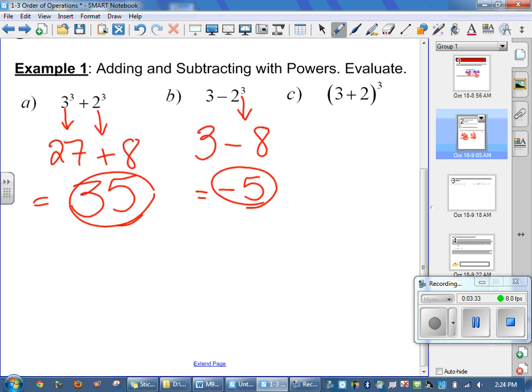Okay? Looking at this one, now I do have brackets. So I have to solve inside them. So I'm going to add and get 5. Now I've got an exponent 3. That tells me I have 3 5s. So you're going to take 5 times 5 times 5, or in your calculator, go 5 exponent 3. This will give you 125. Okay? Let's move to the next page, please.